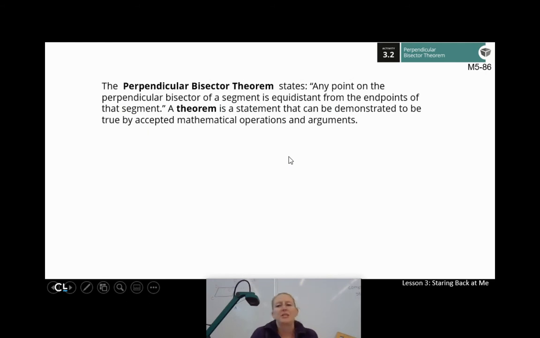This is the perpendicular bisector theorem. It states that any point on the perpendicular bisector of a segment is equidistant from the endpoints of that segment. A theorem is what we just did. A theorem is a statement that can be demonstrated to be true by accepted mathematical operations and arguments. So a theorem is like, oh, I can prove this is true with math statements that we already know.